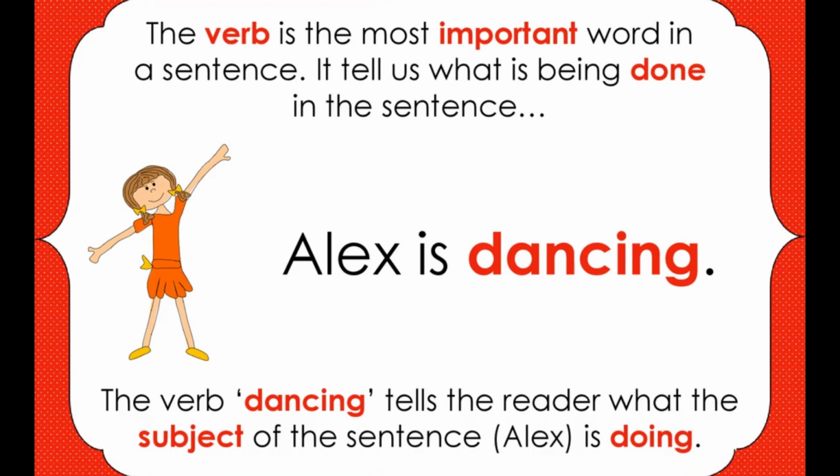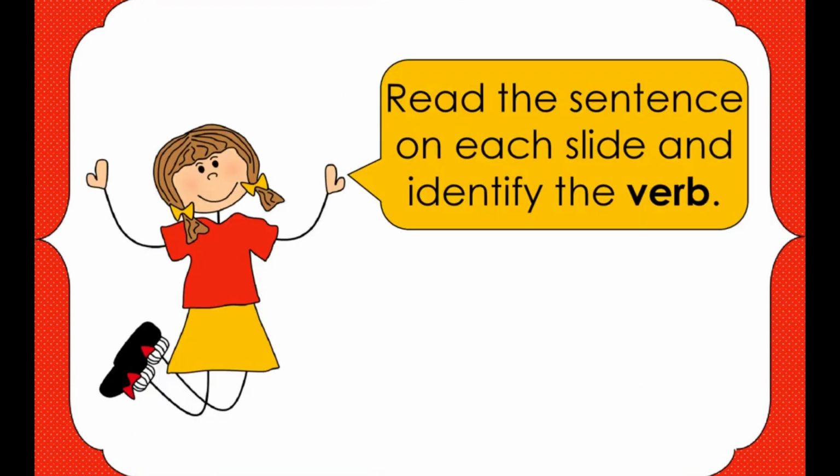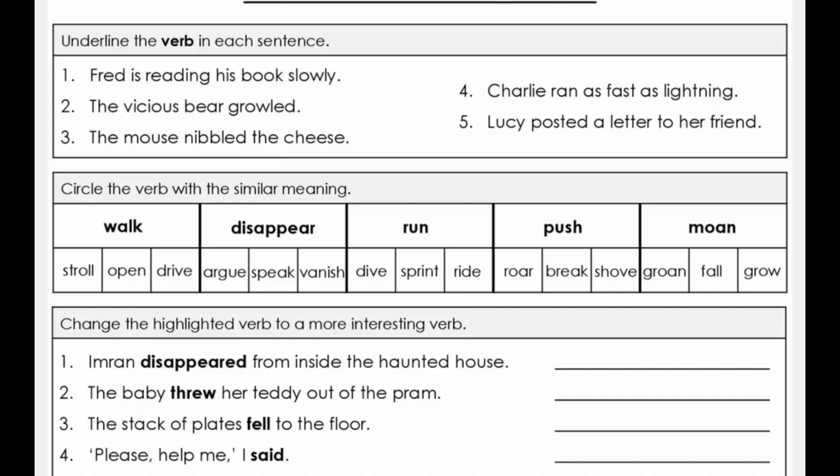The verb is the most important word in a sentence. It tells us what is being done in the sentence. The verb dancing tells the reader what the subject of the sentence, Alex, is doing. Here is a very interesting exercise for you to do. Pause the video and try to do it.